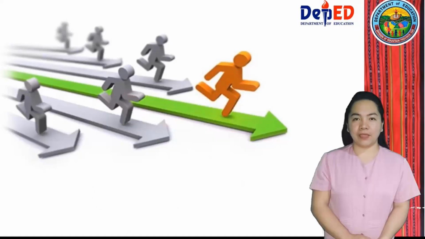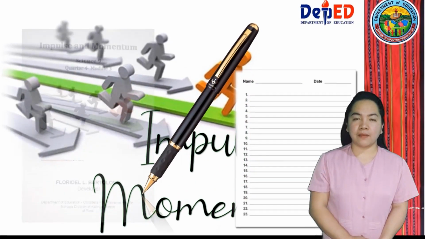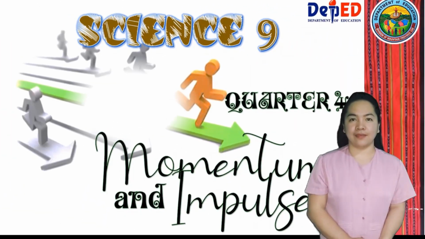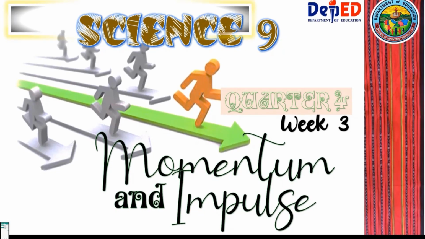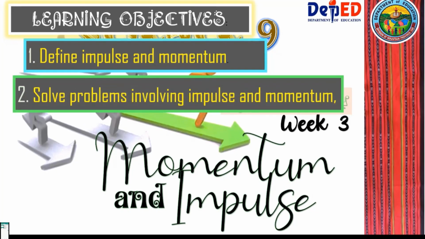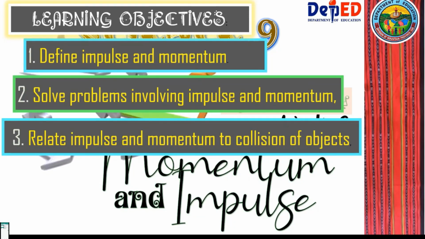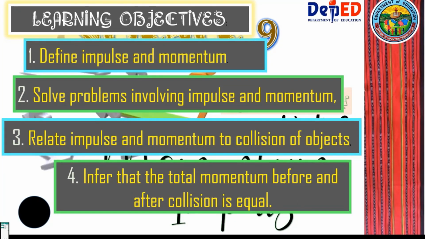This week, I will be teaching impulse and momentum. So be ready with your paper, pencil, and self-learning module. Enjoy and have fun! These are the learning objectives. Define impulse and momentum. Solve problems involving impulse and momentum. Relate impulse and momentum to collision of objects and infer that the total momentum before and after collision is equal.